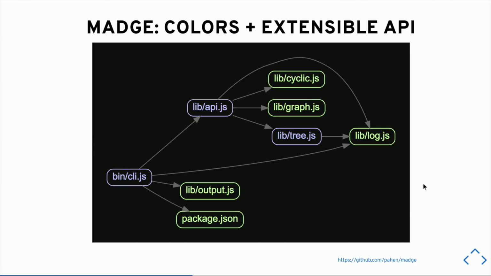The last tool in this category that I'll show is Madge, which adds the innovation of coloring your nodes based on their properties. So here our leaf nodes are green, and it has an extensible API, which means we'll see it again in our feature section.